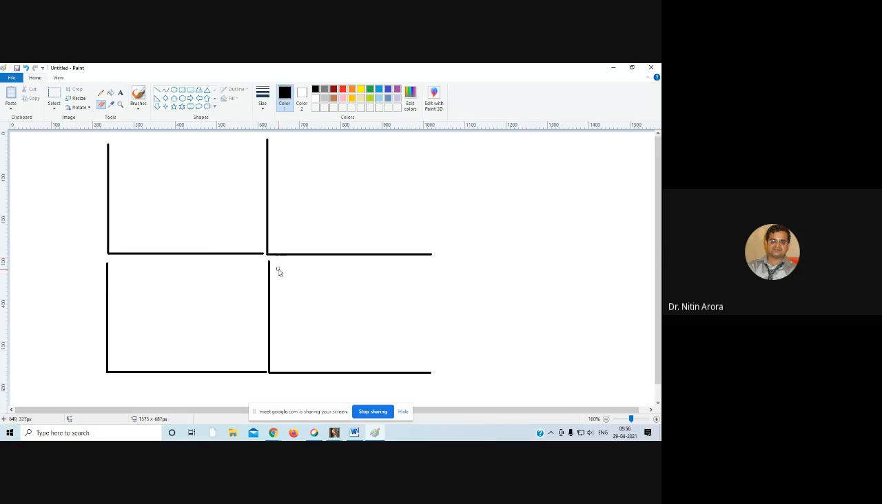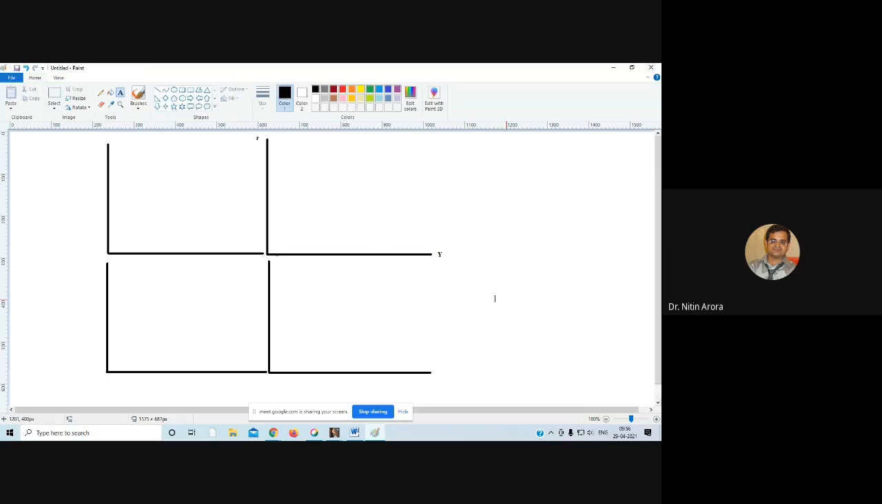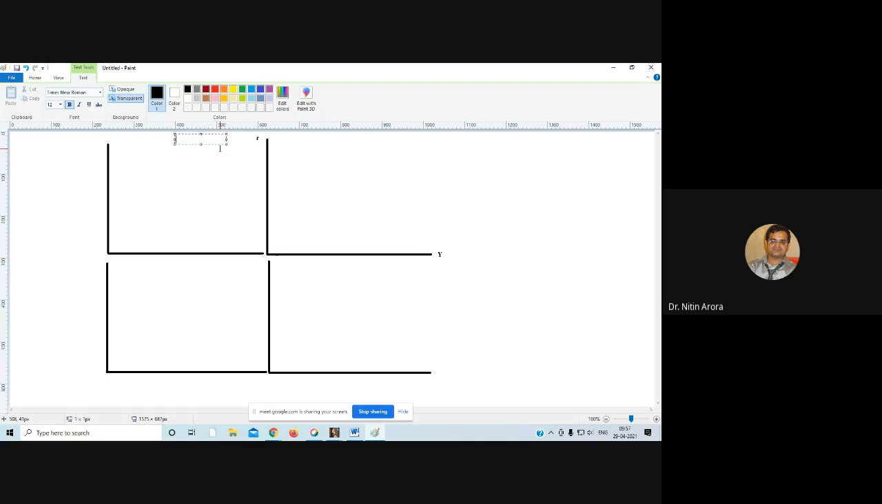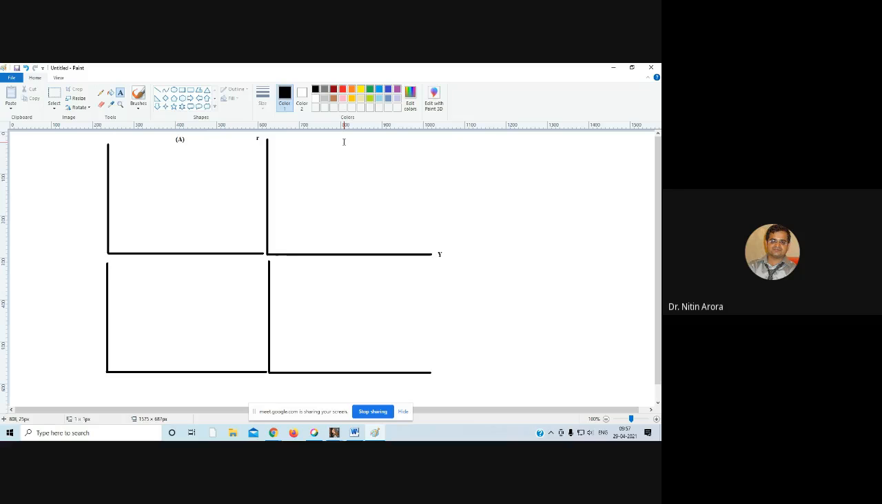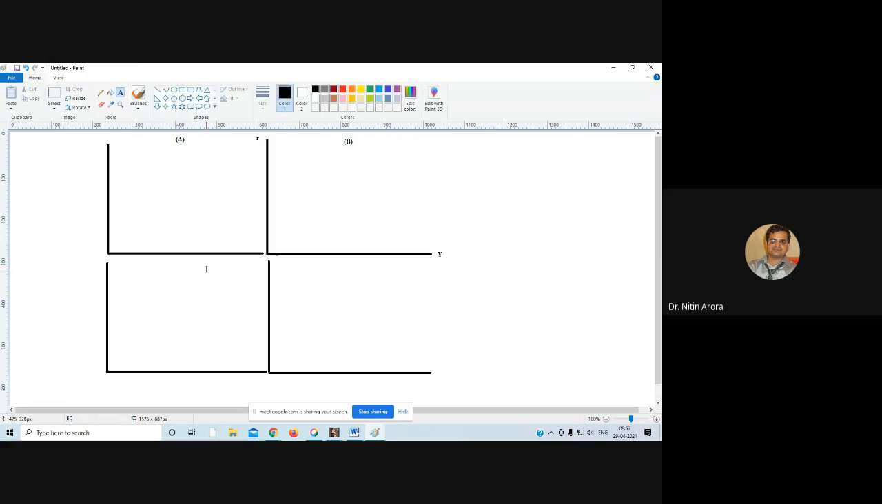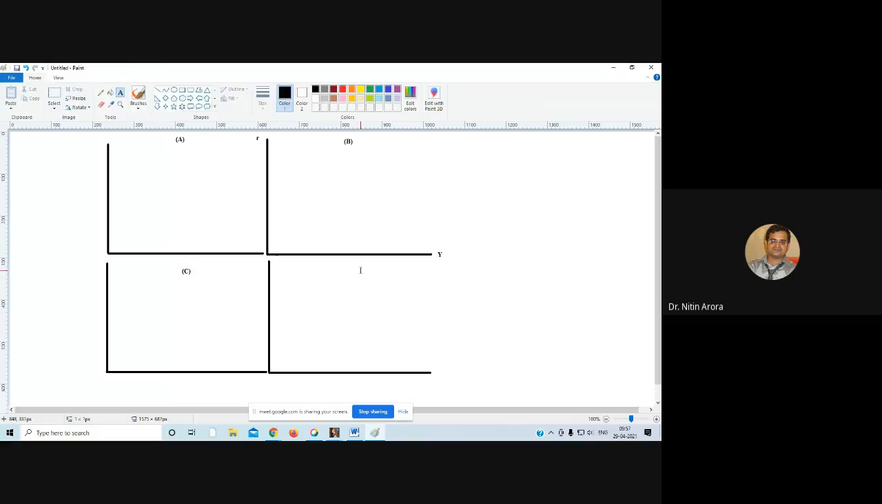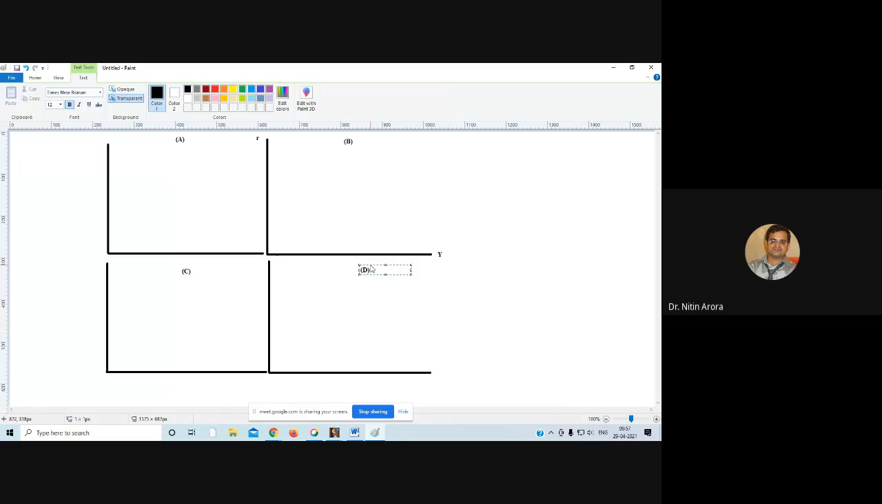I have four panels. I'm having rate of interest and level of income combination in this. I will number the panels: panel A, panel B, panel C, and panel D. So I have four panels.